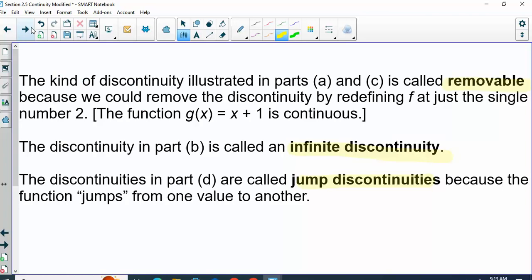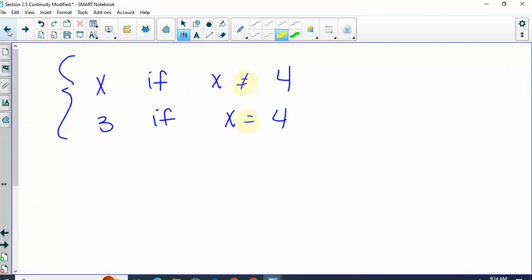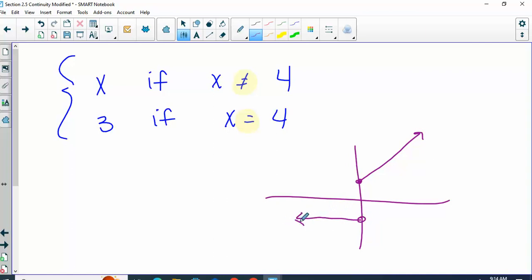It is also possible to be continuous from the left or the right only. You know, let's say if I had a function that looked like this. Okay. Is this one continuous at 0? No. But I could say it's continuous from the right. The function exists at 0.